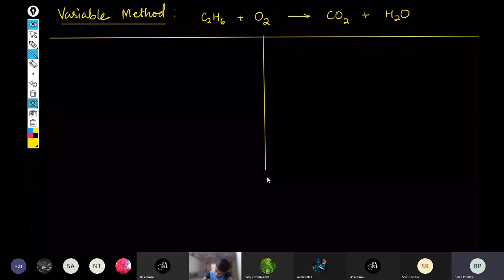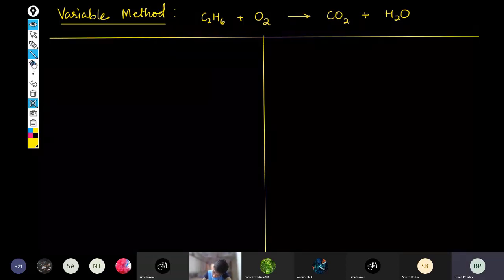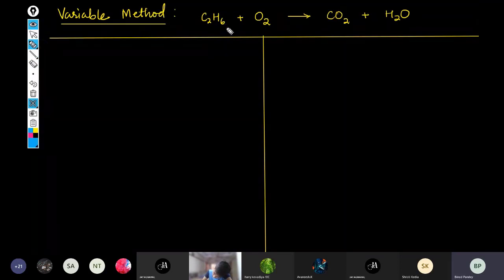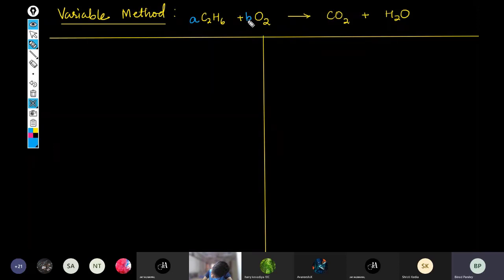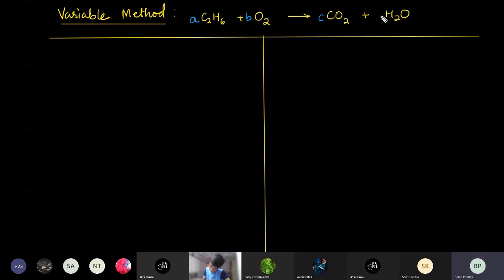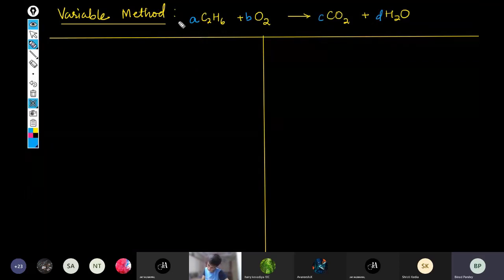So simply, which method are we applying here, children? Here we are applying the variable method. In the variable method, children, we consider the coefficients. हम सबके coefficients को क्या करते हैं बेटा? We consider their coefficients as A, B, C and D.